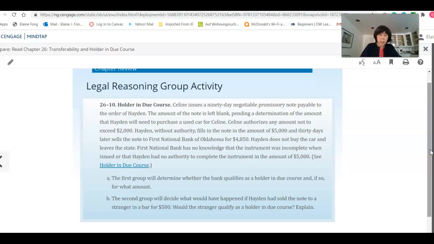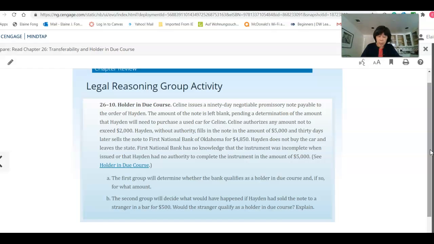The maker on this blank promissory note is Celine, and the payee is Hayden. Hayden is supposed to buy a used car for Celine, and this promissory note is what Celine is using to repay Hayden. All right. She authorizes Hayden to complete the check with an amount up to $2,000.